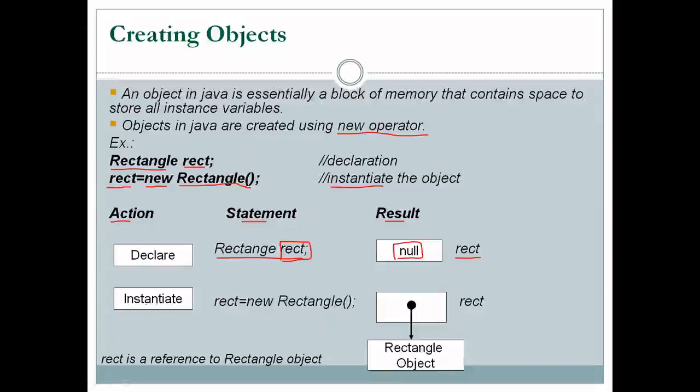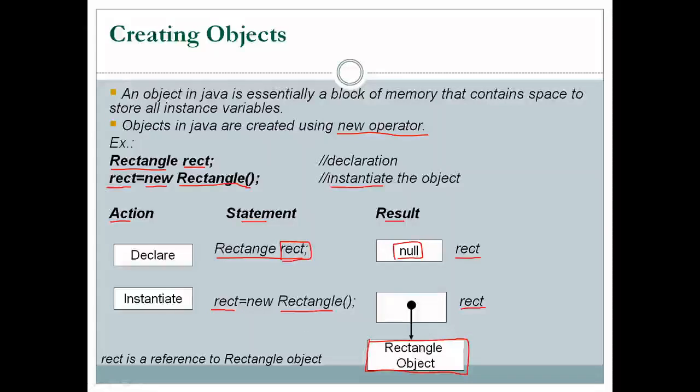Then the second is instantiation, that is the object name rect equals new Rectangle, which is again the constructor, or you can say for now the class name. When you use the new operator at the time of instantiation, earlier this rect was null, but now rect is pointing to a memory location, and this memory location is for the Rectangle object.